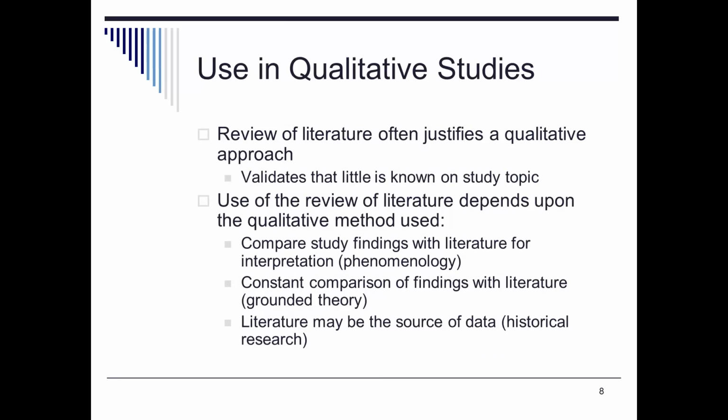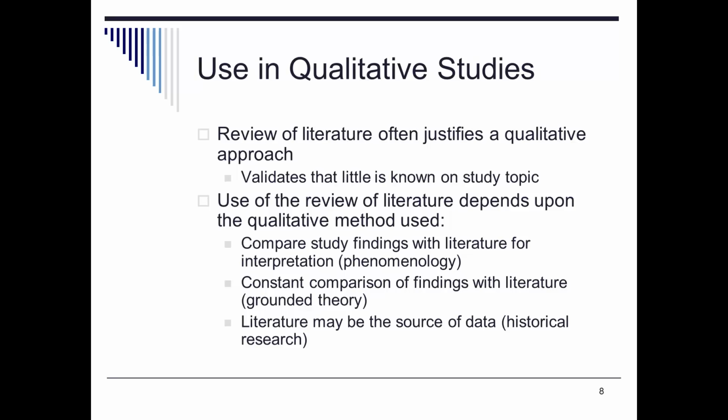For qualitative research, literature reviews usually aren't done, or at least not to the same extent, because most of the time there's just not a lot in there. The literature review depends on what kind of study it is. The phenomenological can look for literature to help interpret study findings. Constant comparative can also look at the literature.